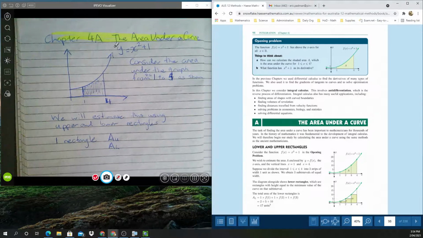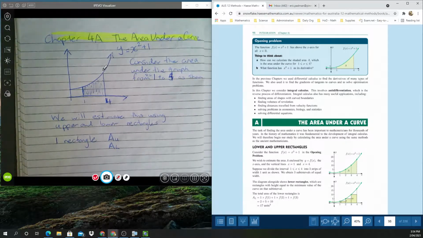So we have a graph. I'm using the same one as they do in their examples: y equals x squared plus 1. We're going to consider the area under the graph from x equals 1 to 4. I've made a mess of that, but you can see it here. I've drawn the graph, marked my boundaries of 1 and 4, and filled in the area. If I could work that out, that is what I want.